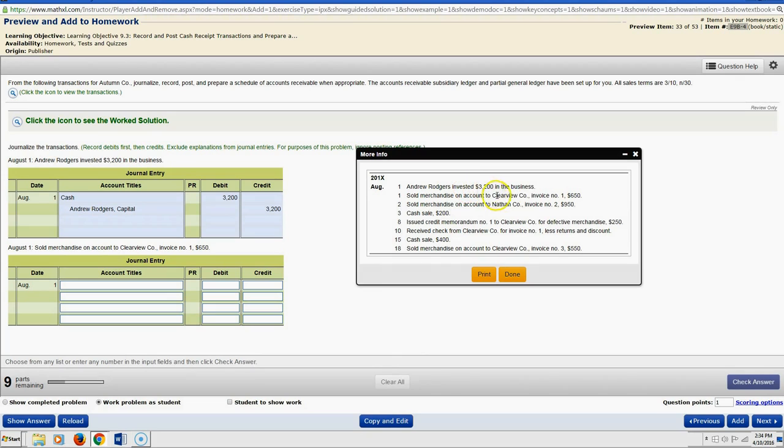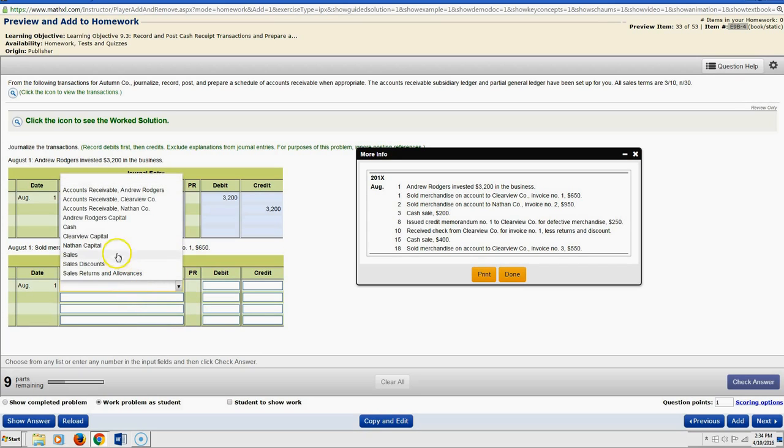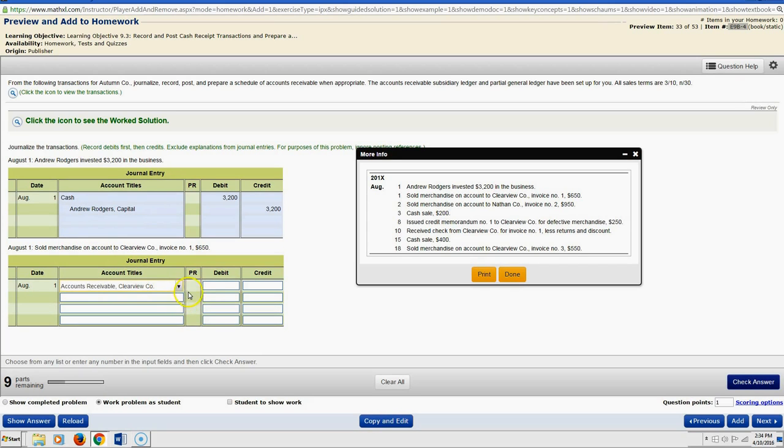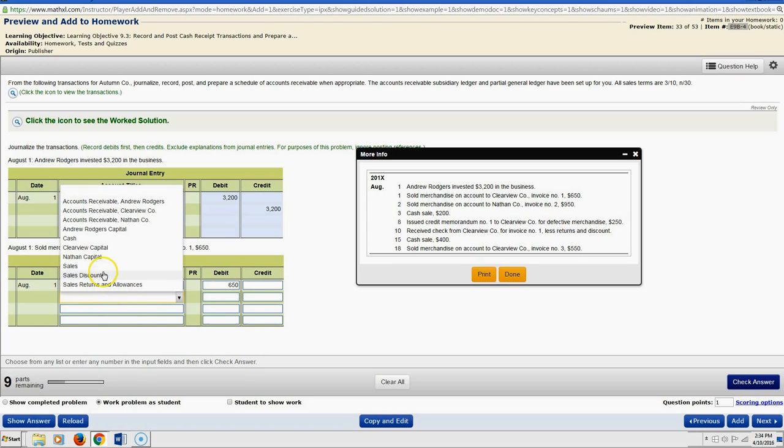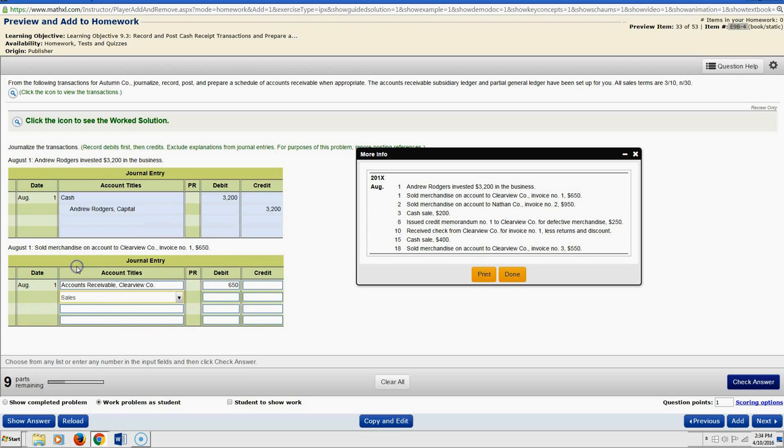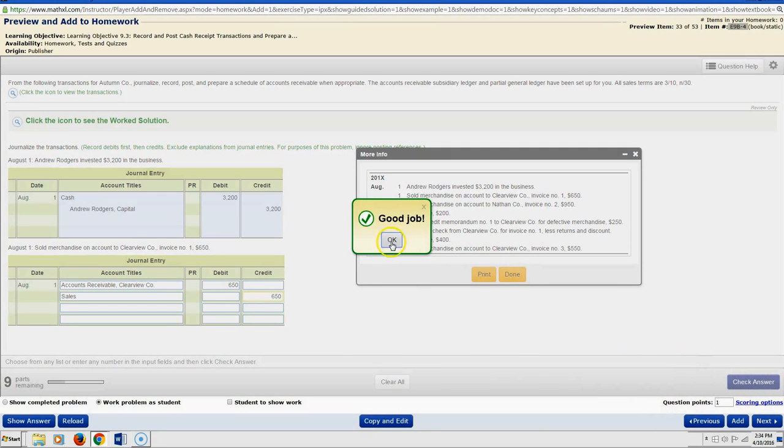Okay, sold merchandise on account to Clearview. That's a credit sale. So we want to establish an account receivable for Clearview. And here it is right here. The amount of the sale is $650. And again, you credit sales, which is your revenue account, as I spoke of in a previous video, $650. Again, there's no explanation in these solutions, but we'll check our answer, and it looks good.